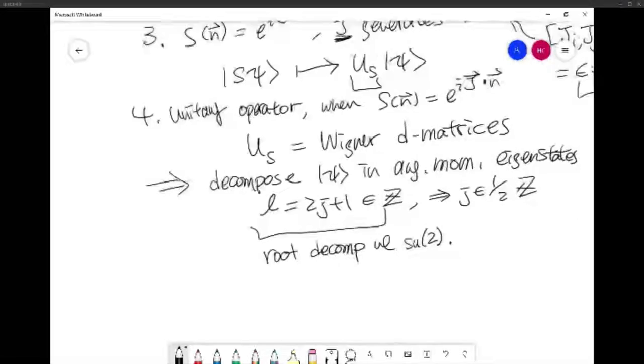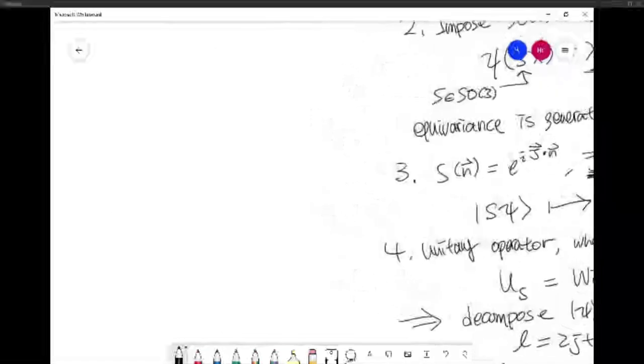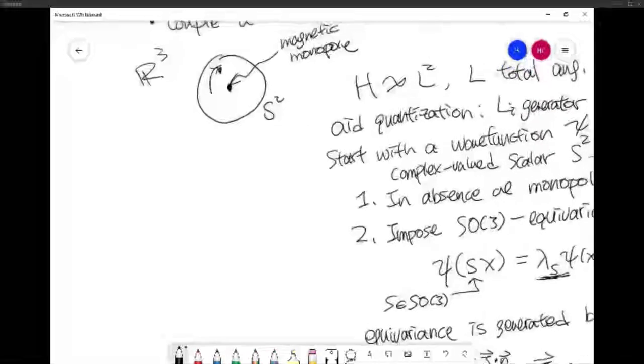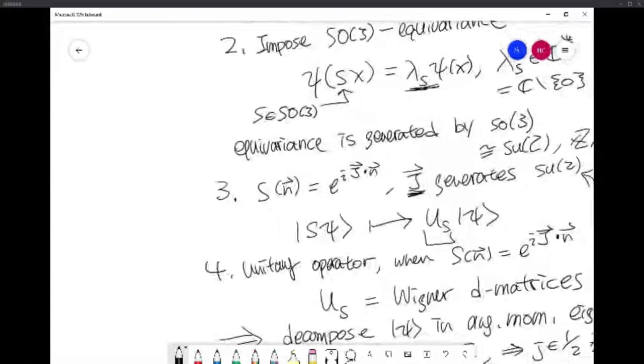But that's the case without monopoles, right? Because we can enforce our wave functions to be single valued. But if we have a monopole like this, what's going to happen is that the Wigner D matrices are going to be modified.